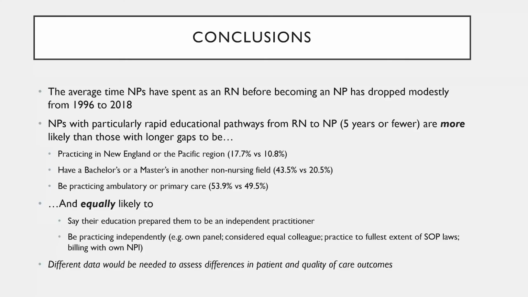Okay. So the conclusion: the average time NPs have spent as an RN before becoming an NP has dropped somewhat from 1996 to 2018. Those NPs with a rapid educational pathway are more likely to be in New England or the Pacific, more likely to have a bachelor's or master's before coming into nursing, more likely to be practicing ambulatory or primary care, but equally likely to say their education prepared them to be an independent provider and equally likely to practice independently on most measures that we could see.